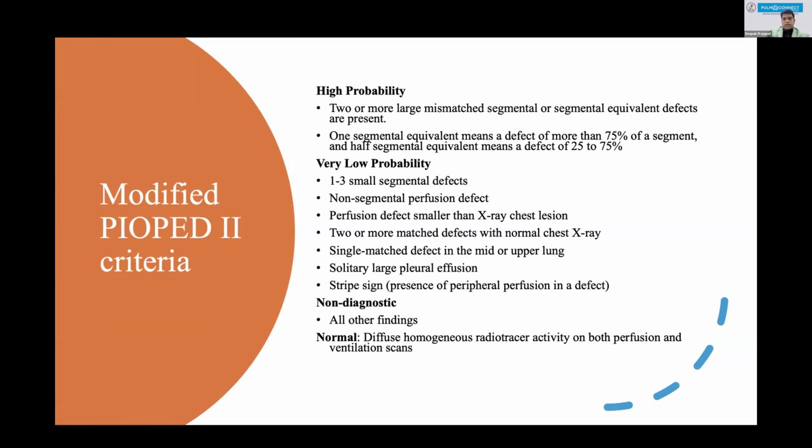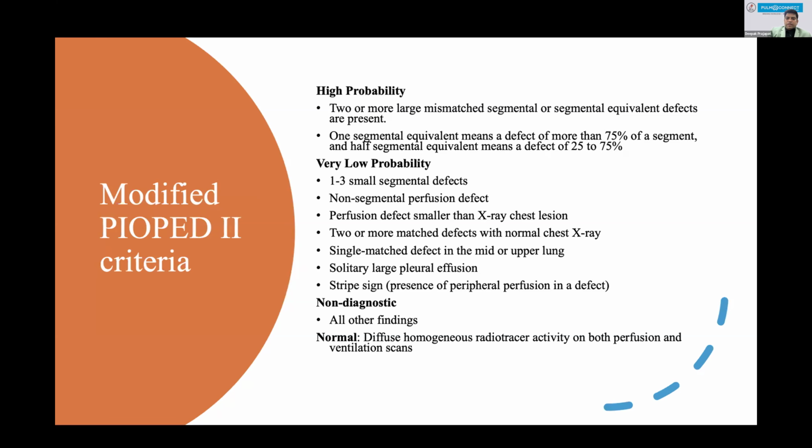In this criteria, they divided it into 4 parts: the high probability, very low probability, non-diagnostic, and the normal study. In high probability, if there are 2 or more large mismatched segmental or segmental equivalent defects present, where one segmental equivalent means a defect of more than 75% of a segment, and a half segmental equivalent means a defect of 25 to 75%, we call it high probability.